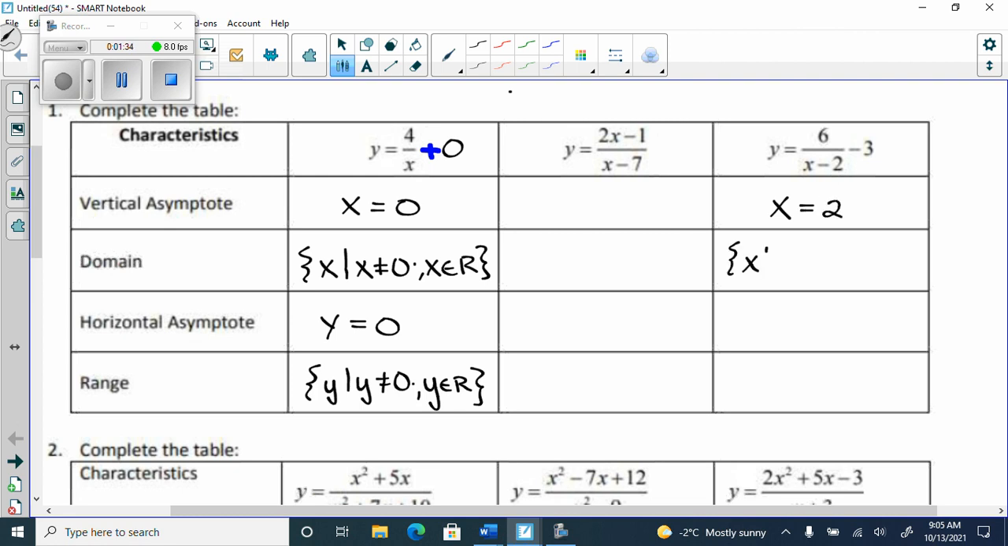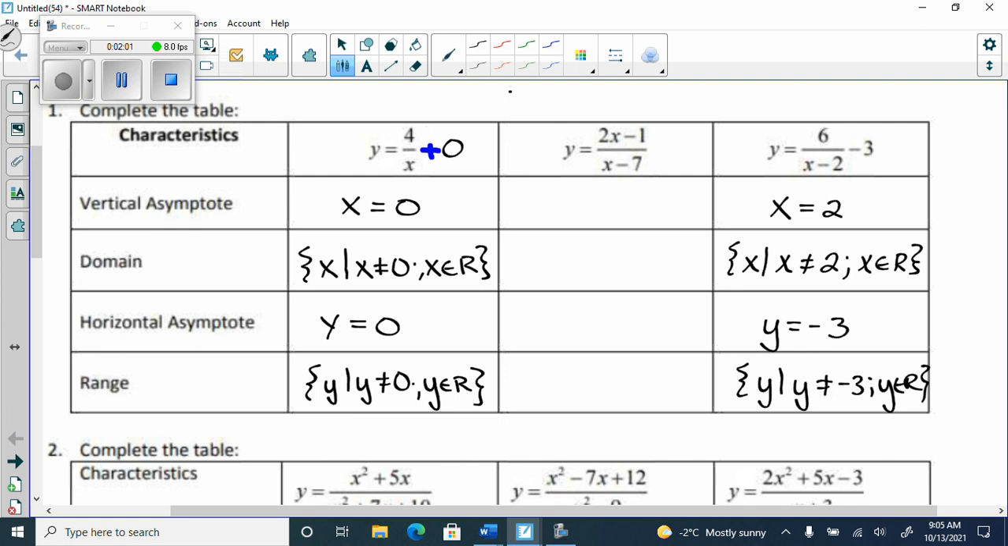And then x such that x can't equal 2. And then my horizontal asymptote is at y equals 0, but I'm moving it 3 down, so it's dropping down to negative 3. So y equals negative 3. And then y such that y can't equal negative 3, y ∈ R.